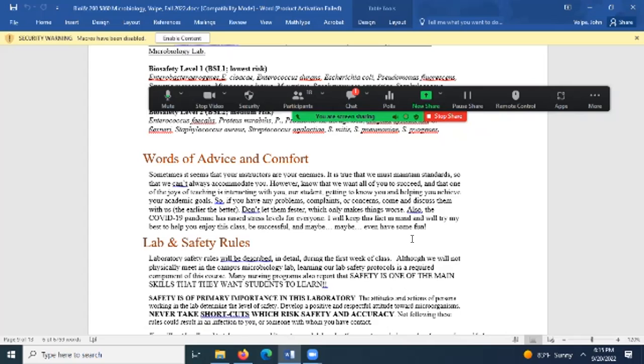If you have any problems, complaints, or concerns, you should come and discuss them with me, either by email or over Zoom. Don't let them fester, because things will only get worse. Try and keep in mind that COVID-19 may put additional stress on people. For example, if you ever come down with COVID-19, I can understand you being under stress. You should know that I in particular will work with you to try and get you to pass the course.